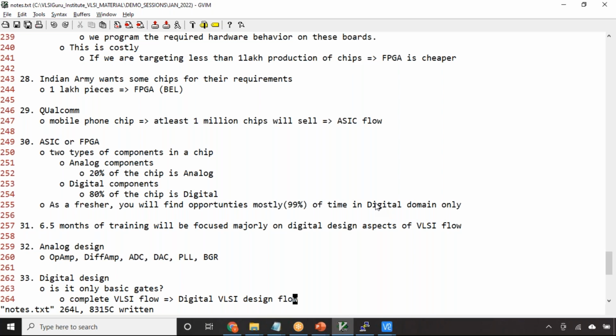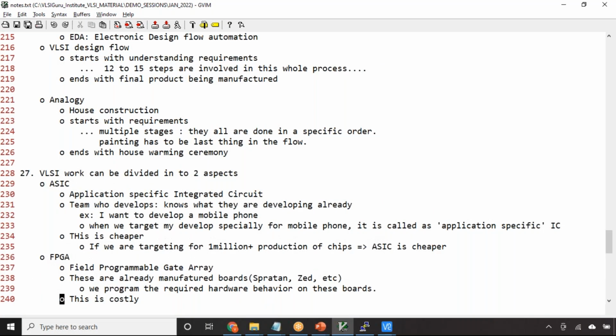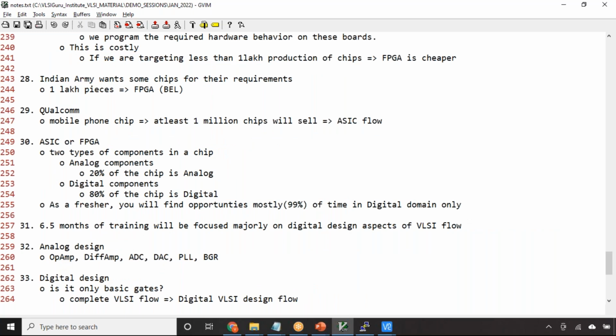Okay. Now, coming back to our discussion. So where did we start? We started off with understanding that the VLSI flow is of two types, ASIC and FPGA. We discussed where we need ASIC and where we go for FPGA. Then we discussed that VLSI itself can be divided into two parts: analog components and digital components. Analog components are around 10 to 20% of a chip. Anywhere they are using PHY, that becomes an analog component as well.